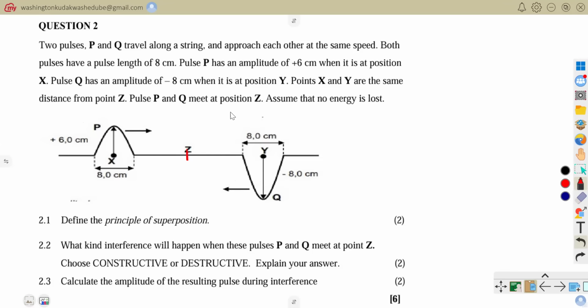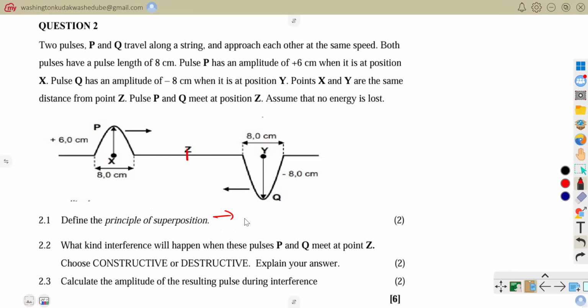Pulses P and Q meet at point Z, meaning they are going to have some interference when they reach point Z. Assume that no energy is lost, so assume that energy is conserved. Now they are saying define the principle of superposition. The principle of superposition tells us that when two pulses meet, the total amplitude is given by the sum of their individual amplitudes.